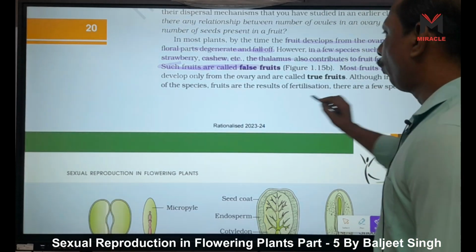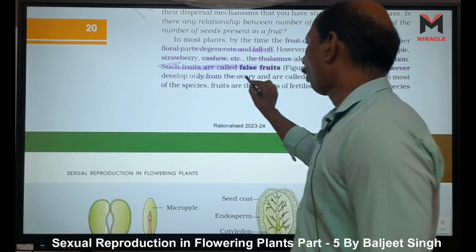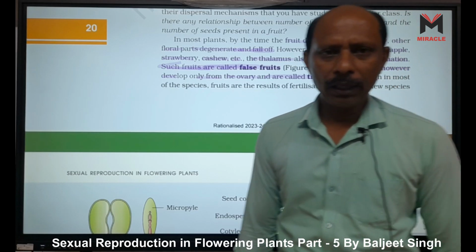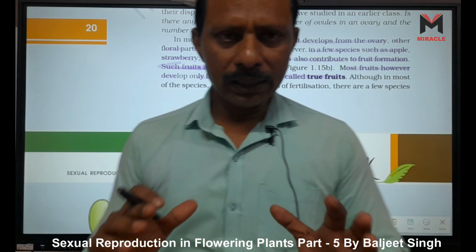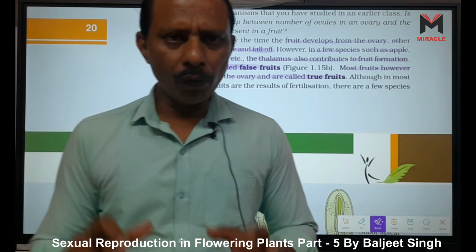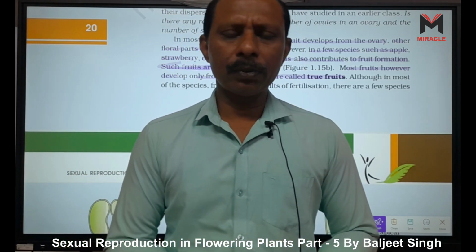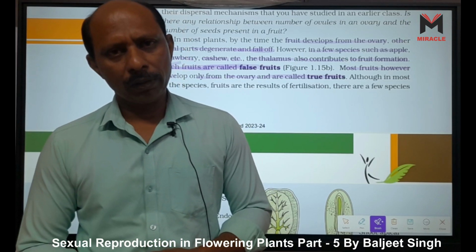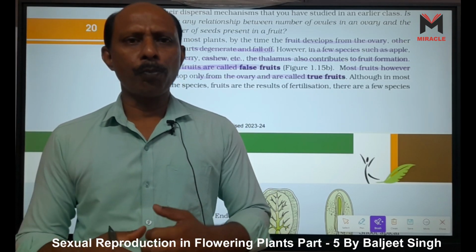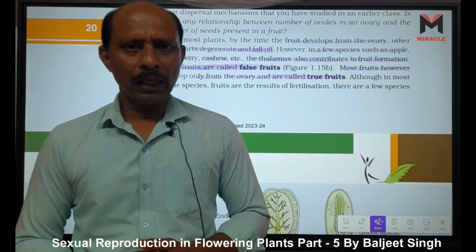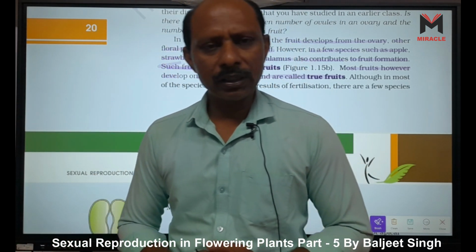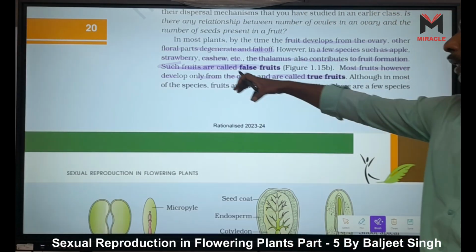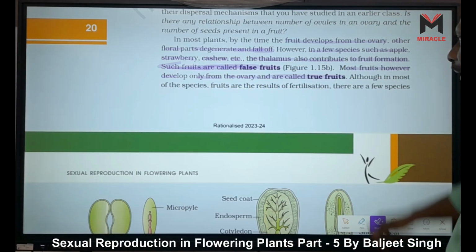Most fruits, however, develop only from the ovary and they are called true fruits. Now, here it is given that if a fruit develops from the ovary, it is considered a true fruit, and a fruit which is developed from another part of the flower, maybe the thalamus or something else, is considered a false fruit. These false fruits come under pome fruit if they are also fleshy. An example is also given here: strawberry, cashew, and apple also.